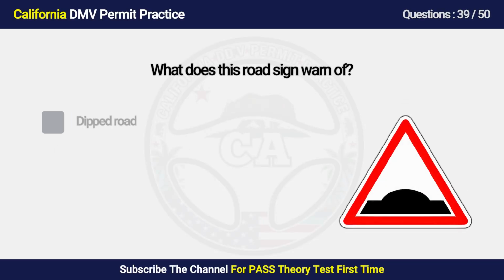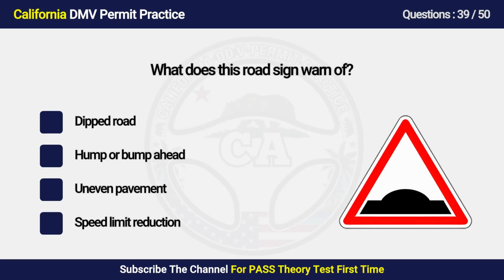Question 39. What does this road sign warn of? A. Dipped road. B. Hump or bump ahead. C. Uneven pavement. D. Speed limit reduction.